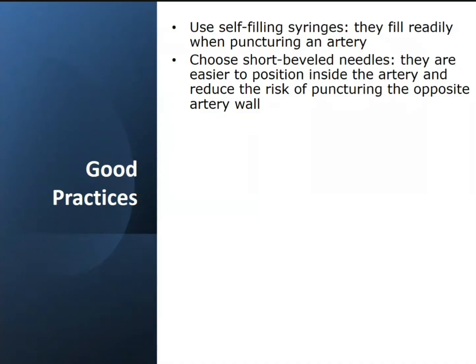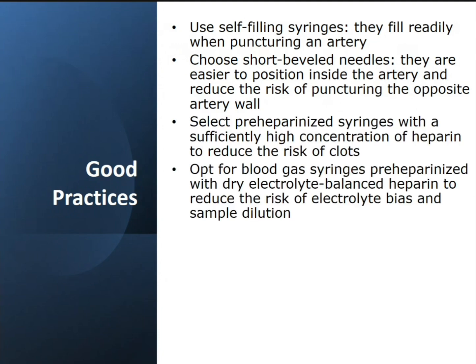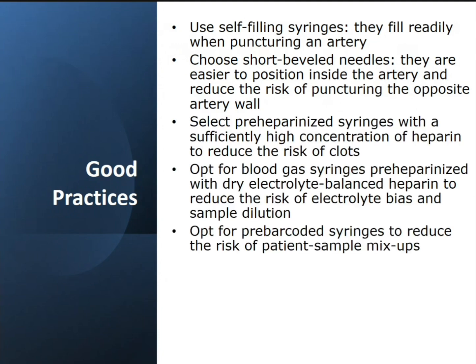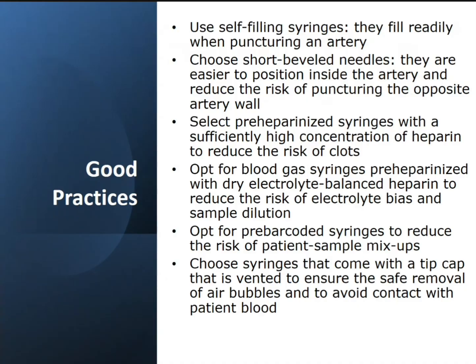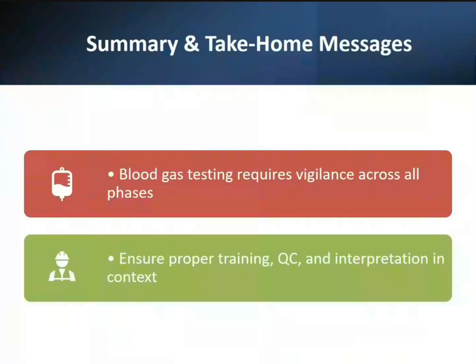So all these things can lead to false values if it is not done carefully. Select pre-heparinized syringes, opt for blood gas syringes. Basically, it is the same thing, where you can reduce the impact of heparin interference. Right. So you have to be alert. It's a very important test and needs proper handling of the sample: collection, transport, everything, and maintenance of the machine.